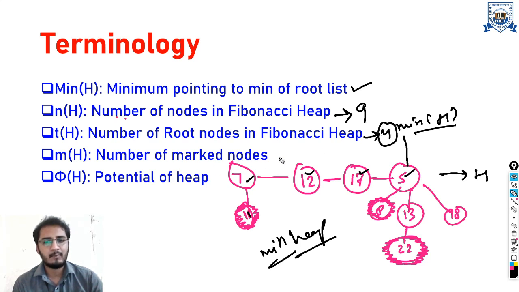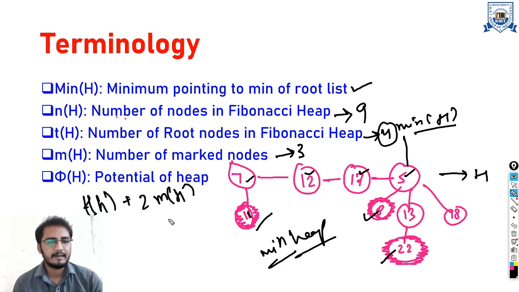mh, the number of marked nodes. So 1, 2 and 3. We have 3 marked nodes. Phi of h calculates the potential of a heap. The formula is given as T of h plus 2 times m of h.